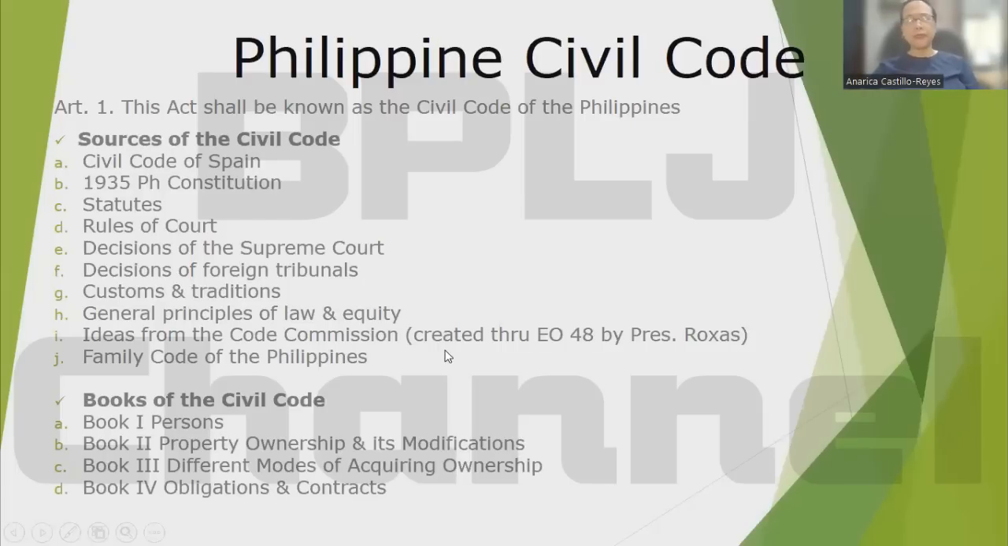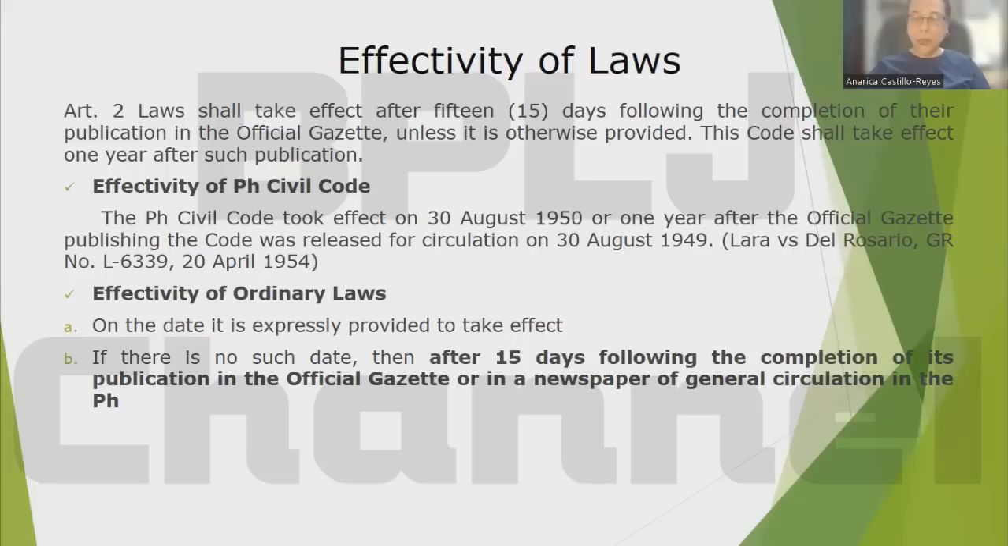The Philippine Civil Code consists of four books: persons and family relations, property ownership and its modifications, the different modes of acquiring ownership, and obligations and contracts. So we will basically discuss in this course the book on persons and family relations. Let us begin with effectivity of laws.